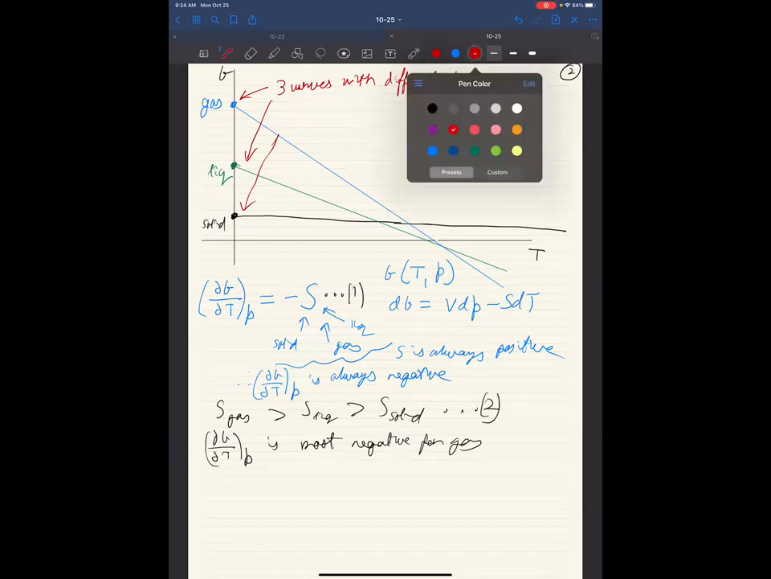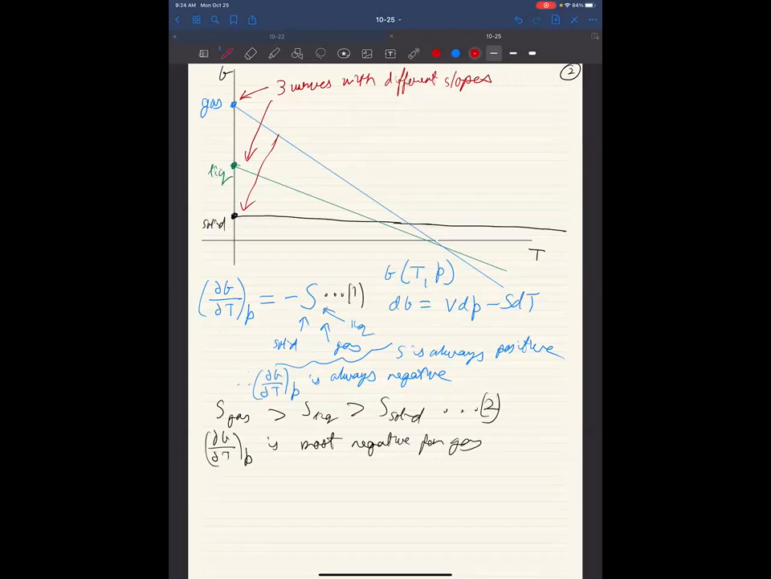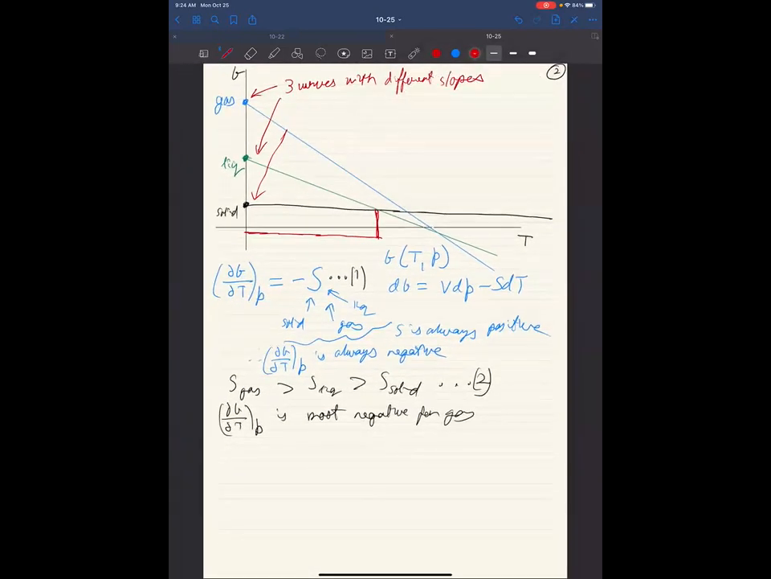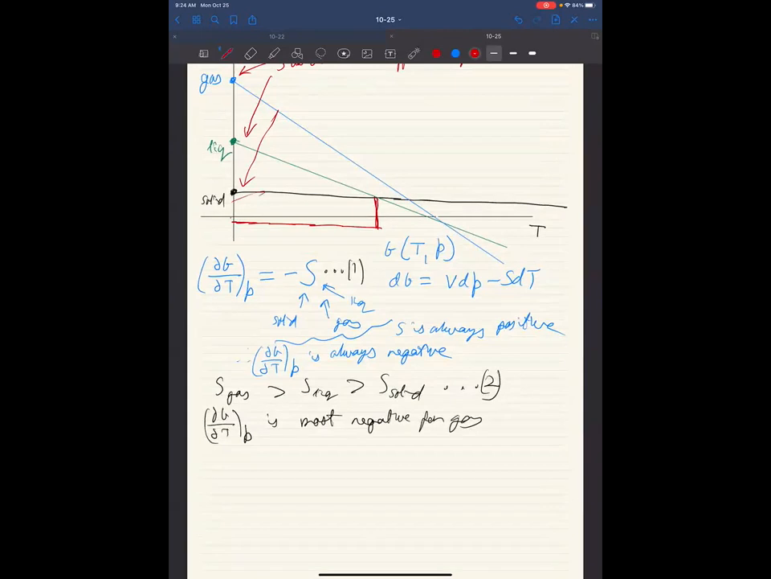So we start increasing our temperature from here. We start increasing our temperature, okay? We increase. Until this point, the black curve has the lowest free energy, right? So solid has the lowest free energy until this point, right? The green one and the blue one are above the solid.